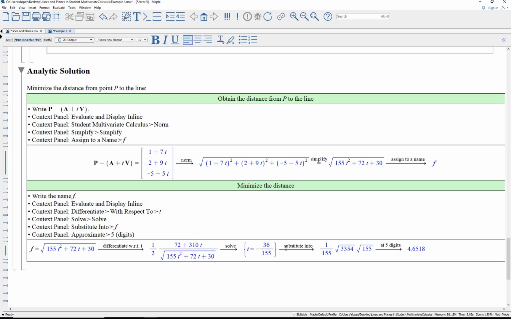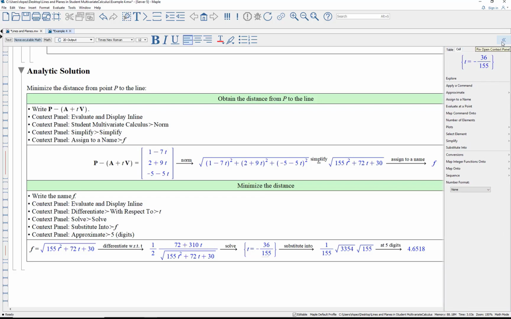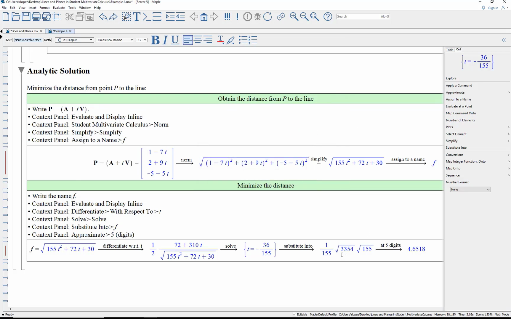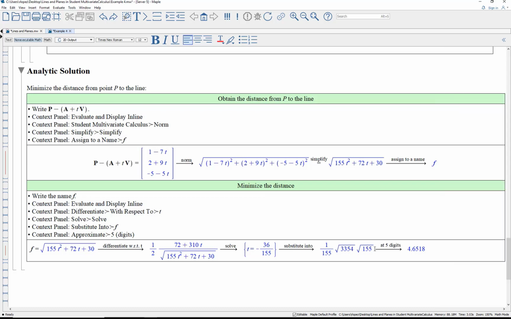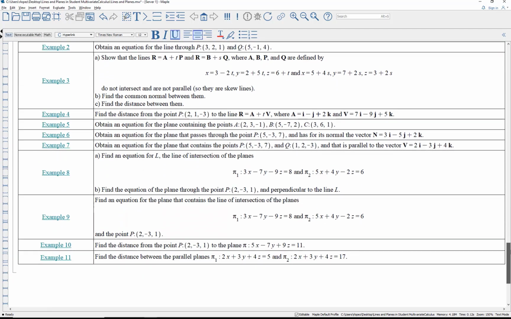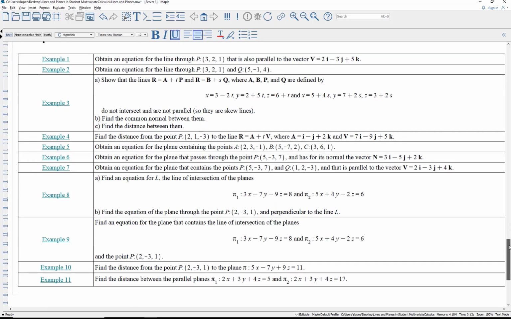And you want to substitute that back into f. So there's a substitute into here. Substitute into. Now you type f over here. Say OK. You will get this. It's recognizable. We've seen that before. And if you float it, you see a decimal approximation that we've seen before. A fifth example. Here, let's leave it like this.